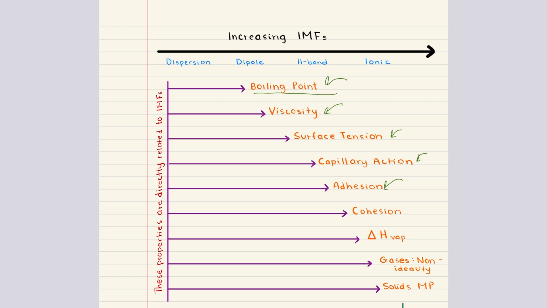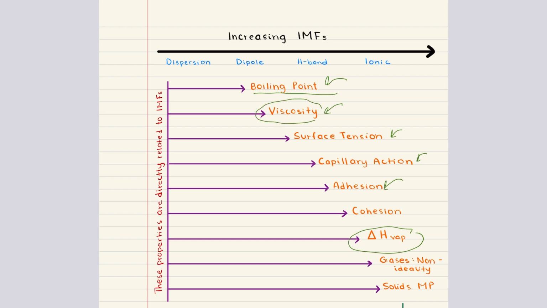So for boiling point, this is going to be directly proportional to the strength of intermolecular force. A substance with strong intermolecular forces is going to require more energy to transition from the liquid phase to the gas phase because molecules must overcome those forces to escape into the vapor phase. This is why water, which exhibits strong hydrogen bonding, has a much higher boiling point than, say, methane, which only experiences weak dispersion forces. Similarly, the enthalpy of vaporization follows the same trend. Substances with stronger intermolecular forces require more energy to vaporize, and that leads to higher enthalpies of vaporization.